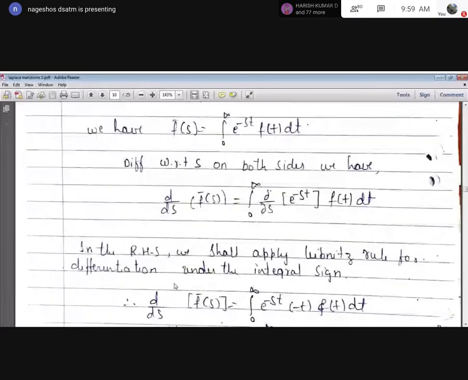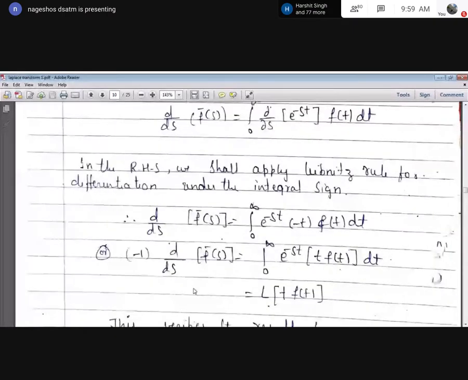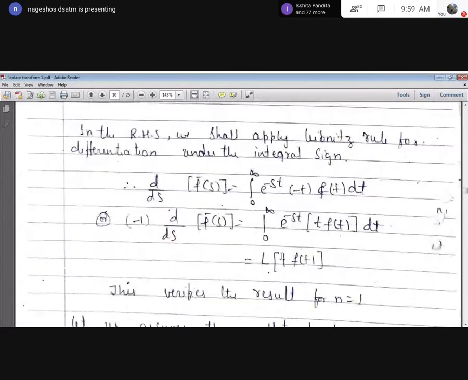Then this will be the partial derivative of e power minus st, which is e power minus st into minus t, f of t. After that, multiply by minus on both sides. This will be minus 1, d by ds of f bar of s, equals integral 0 to infinity e power minus st t f of t. This is nothing but, in place of f of t, you have t f of t. Therefore, L of t f of t.